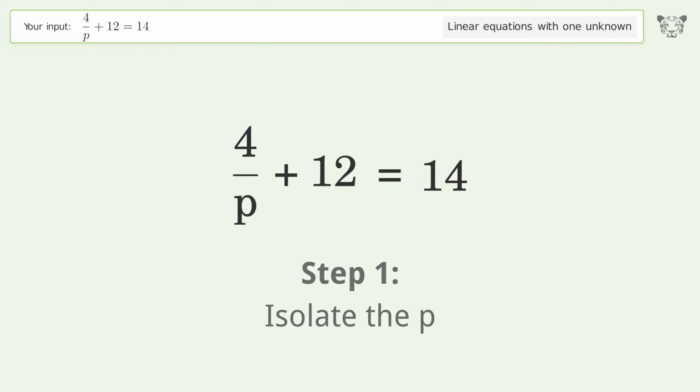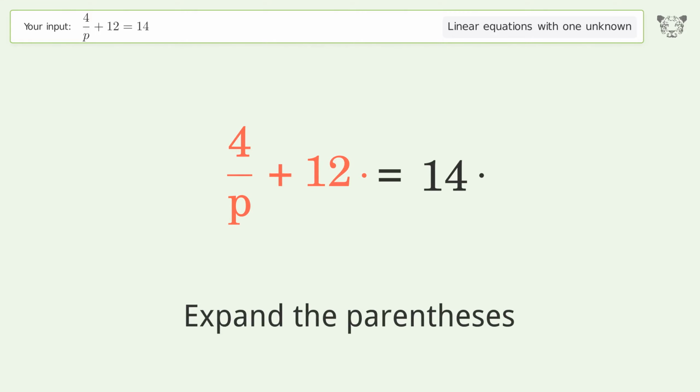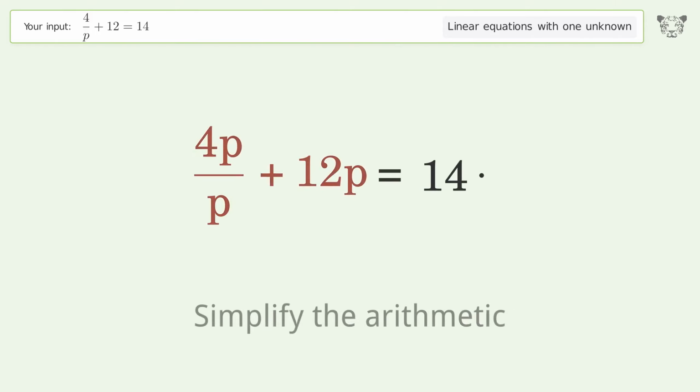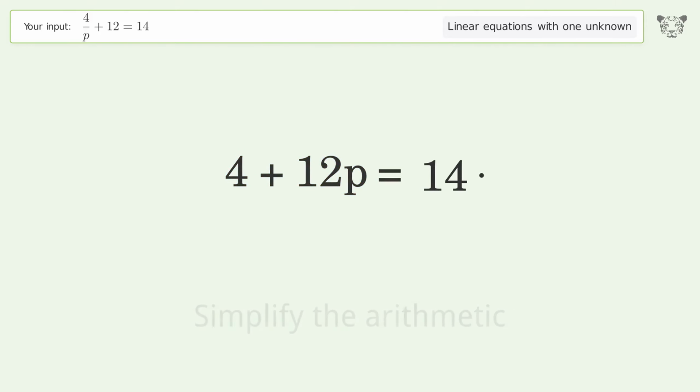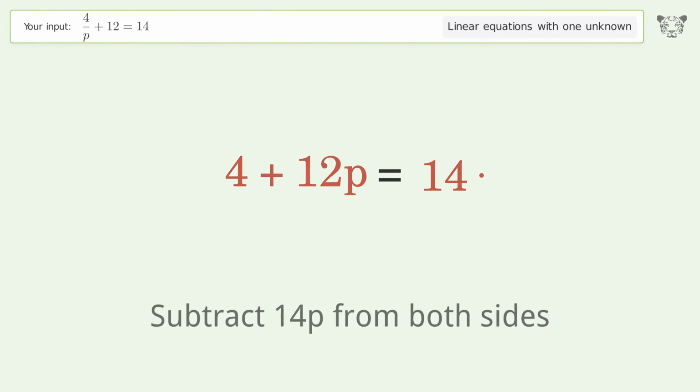Isolate the p. Multiply both sides by p. Expand the parentheses. Simplify the arithmetic. Group all p terms on the left side of the equation. Subtract 14p from both sides.